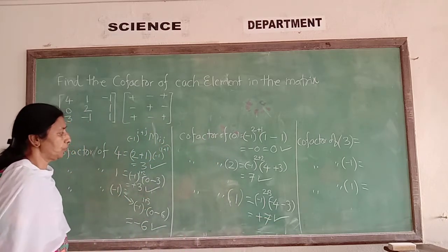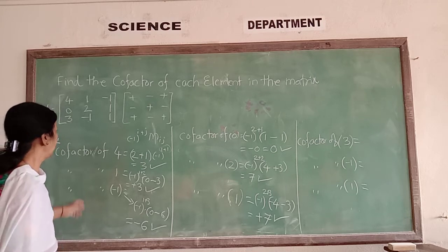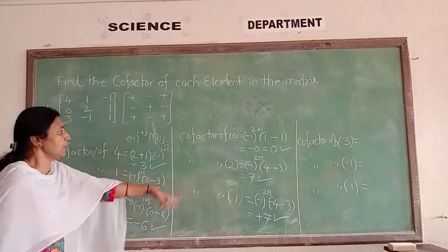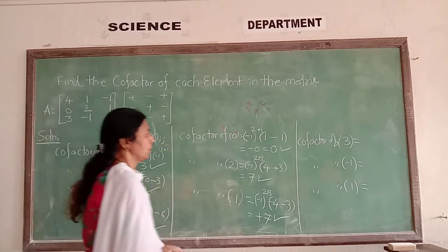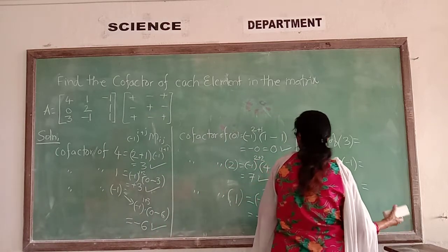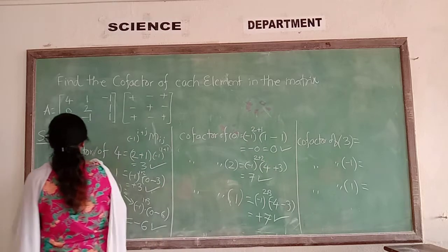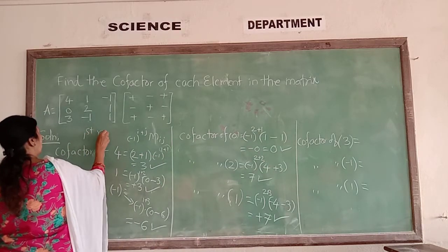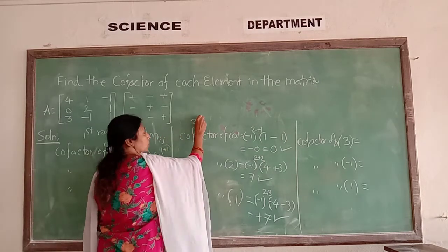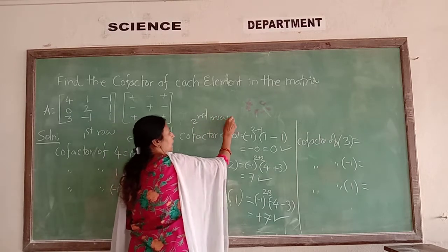This is how we have to find the second row. These are first row elements, these are second row elements, these are third row elements. So I will make space here and do the same: first row, second row, and third row.